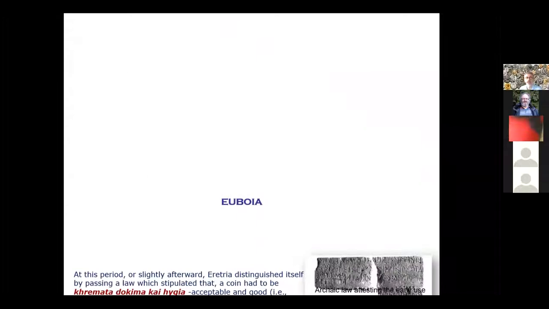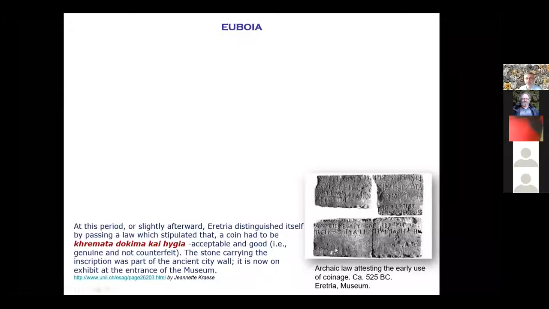Eretria is really interesting. There is an inscription found in the city. It is really remarkable. At this period, or slightly afterward, Eretria distinguished itself by passing a law which stipulated that a coin had to be chremata dokima kai hygiai, that is, acceptable and good, genuine and not counterfeit. The stone carrying the inscription was part of the ancient city wall. It is now on exhibit at the entrance of the museum.